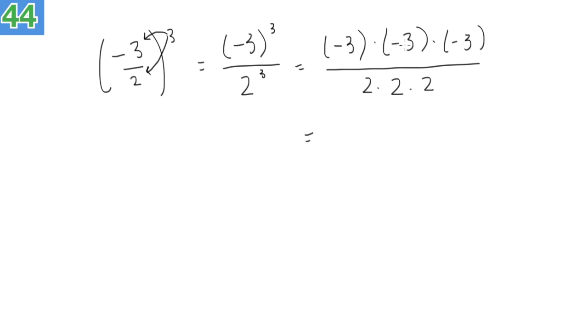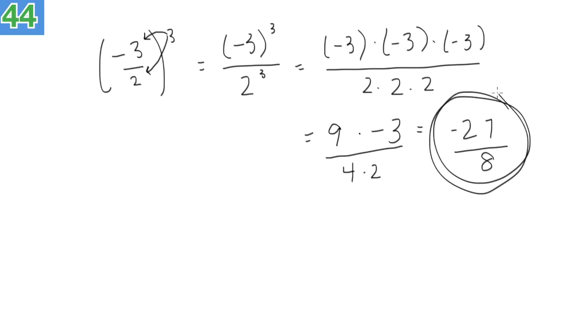So -3 times -3 is +9 times -3 will equal -27. On the bottom we have 2 times 2 is 4 times 2, and 4 times 2 is 8. So that's our answer, -27 over 8. Because that doesn't reduce anymore, that's our answer.